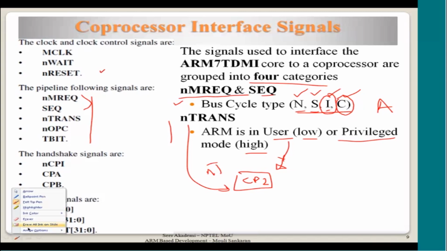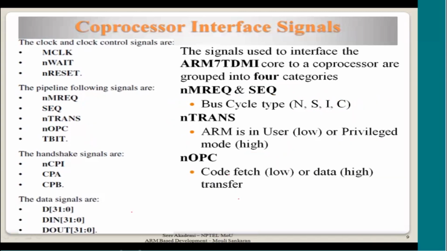Okay, those are for control purposes. What is NOPC? It is an opcode signal. The N means it is an active low signal. So when the signal is low, it is a code fetch.